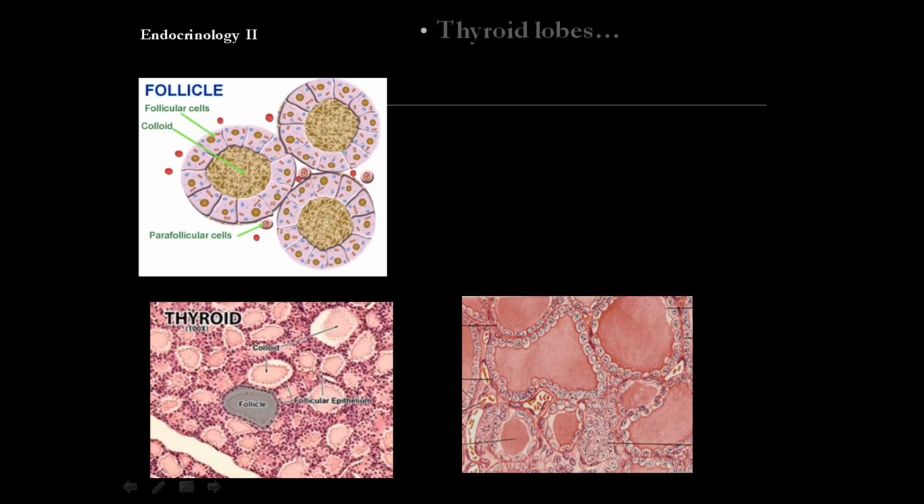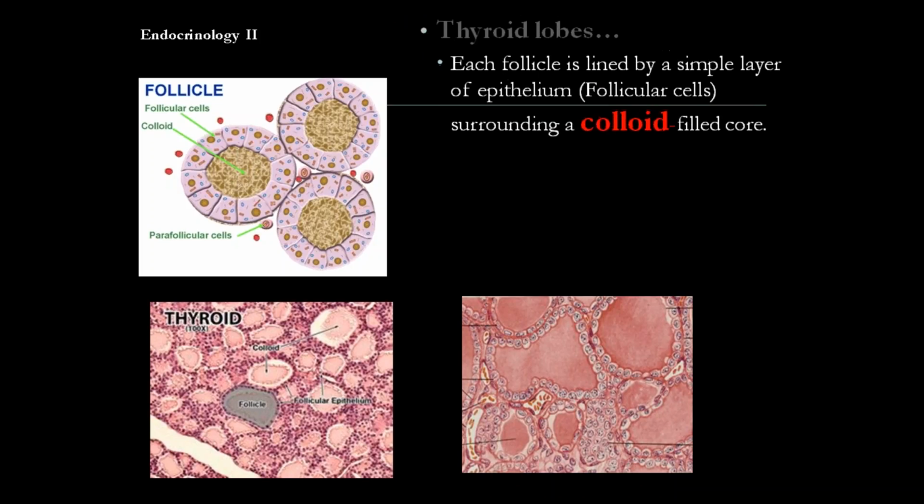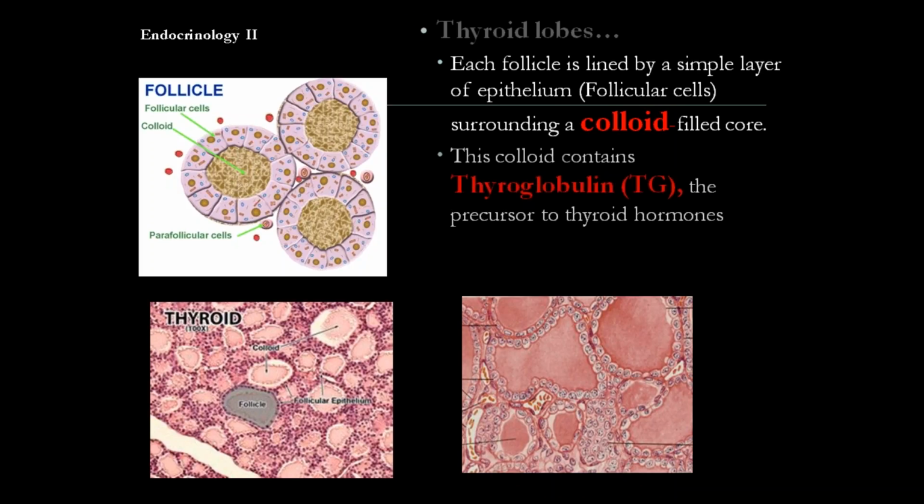So here they're going to secrete what we call the colloid, and all this together is called the follicle. All this is follicle, composed by follicular cells and the colloid. This is important because that is how we are going to understand the formation of T3 and T4.